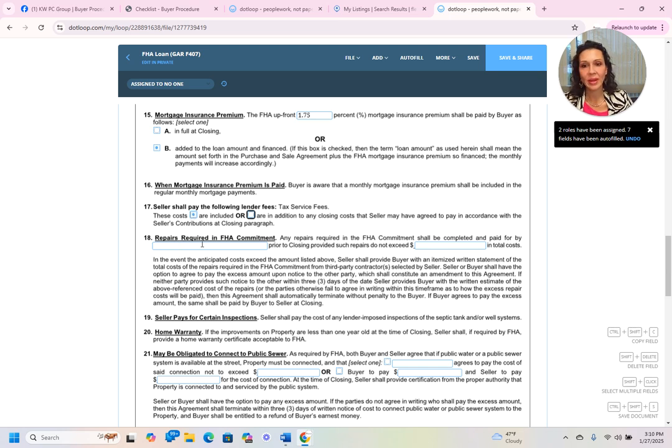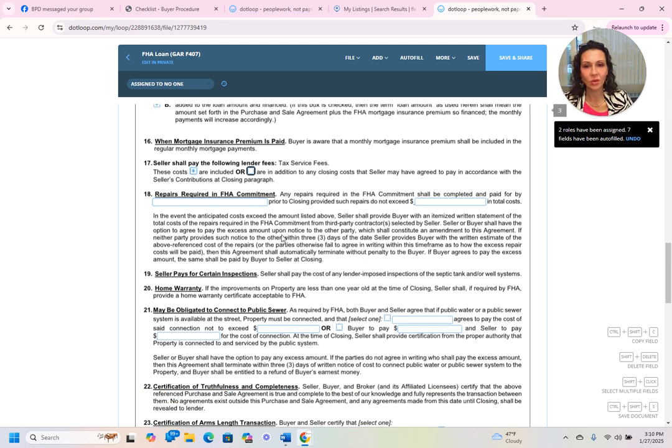Then the repairs required by the FHA. So any repairs in FHA shall be completed and paid for by whom? Do I want my buyer to pay for repairs that the appraiser requires? No, they don't own the house yet. So the seller will be the one paying for this. Now, how much should the seller pay? My answer is all of it.